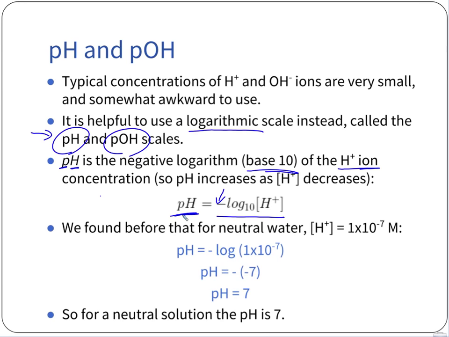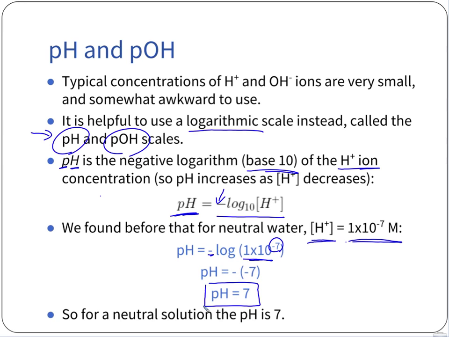We did find earlier that if we had neutral water, just plain old water, no acid, no base, the hydrogen ion concentration at 25 degrees Celsius is 1 times 10 to the negative 7th molar. So let's figure out what pH we get for that. We take the log base 10 of 1 times 10 to the negative 7th, which, since it's base 10, is just the exponent, negative 7. So it's going to be the negative of negative 7, which is just positive 7. And so a neutral solution would have a pH of 7.